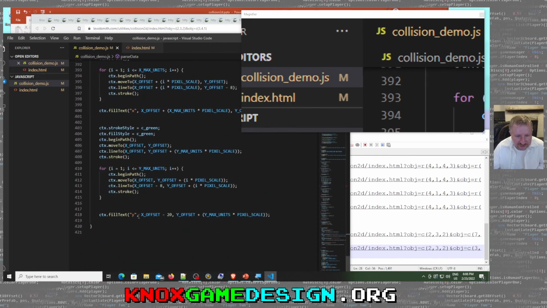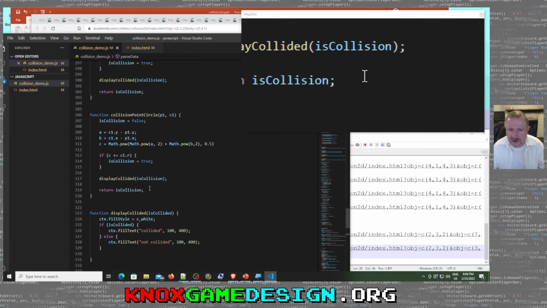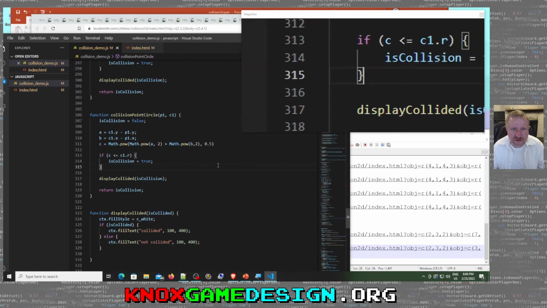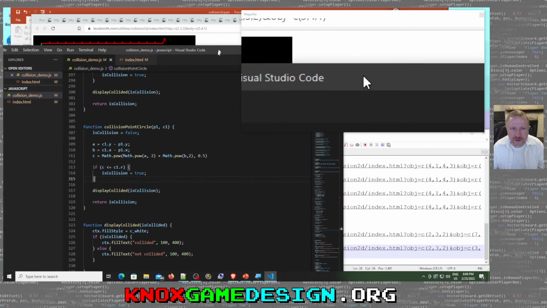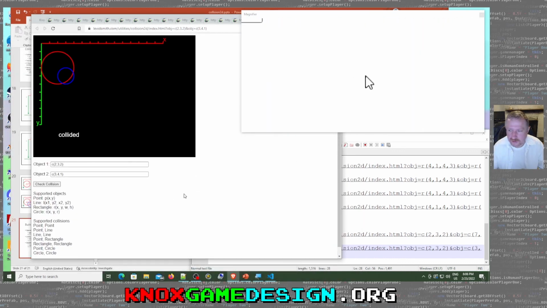Feel free, this is open source, whatever. Use it however you want to. Giving credit is also always nice. But yeah, feel free to use it or update it or whatever, however you want.